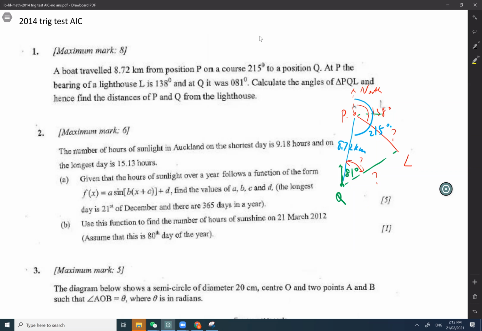Who got the answer? You actually got some values. Cool. Yeah, in IB, normally we use 3 and 7. So we have a triangle here. This is 77 degree, and 8.72.